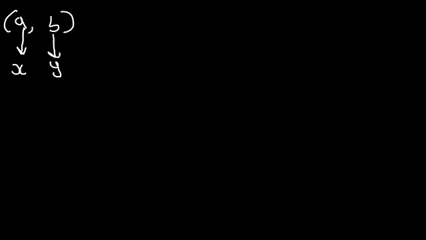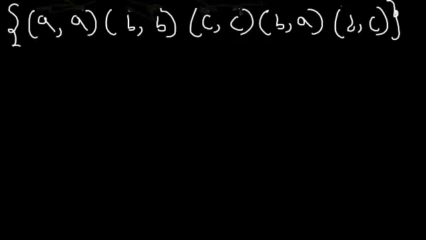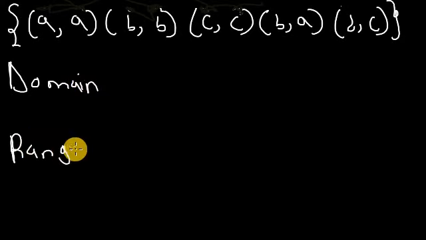So let's understand this better. Let's consider a set of ordered pairs like this. How can we relate these two values using the concept of a relation? There are some things you need to know about relation. There's something we call the domain, and we also have the range of a relation.